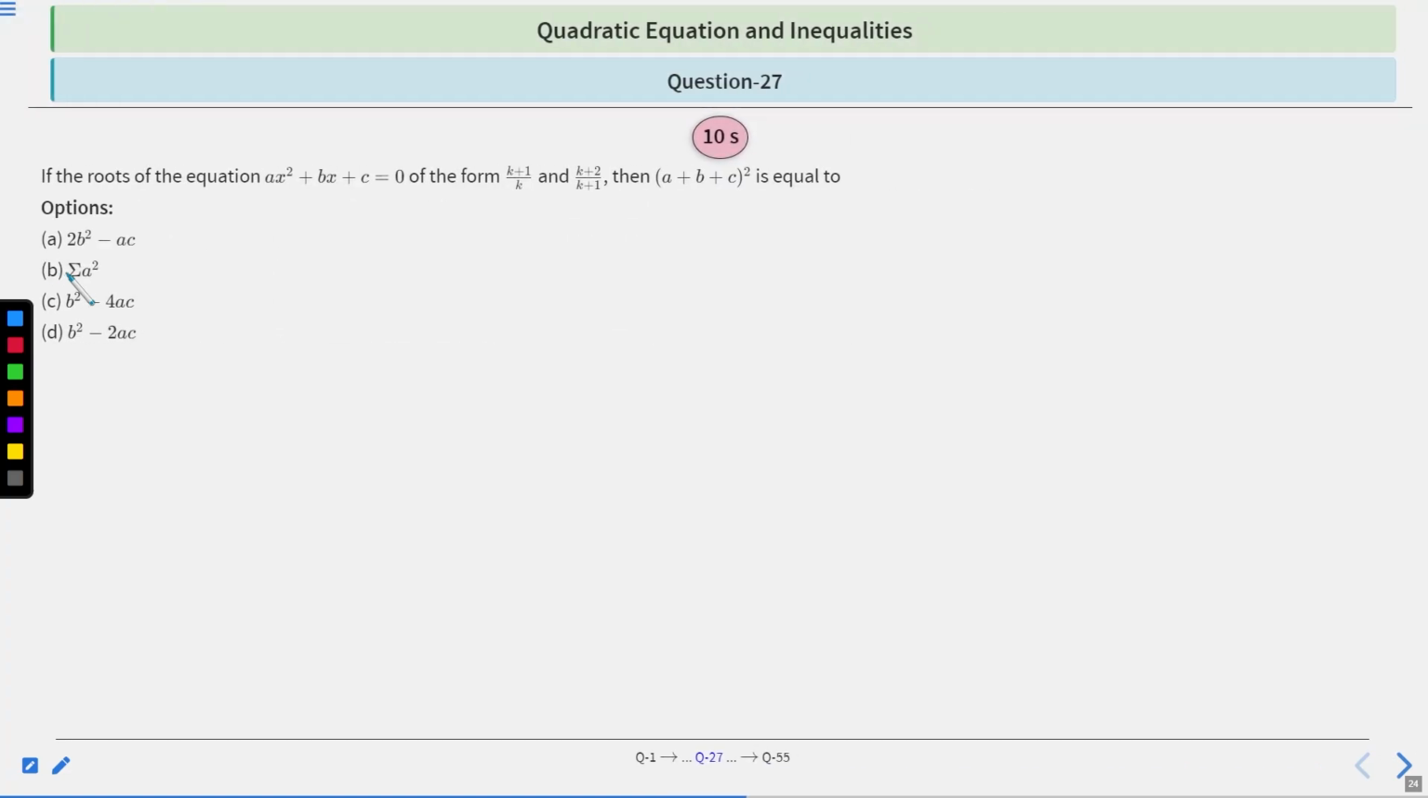Let's move to question number 27. If the roots of the equation ax² + bx + c = 0 are of the form (k + 1)/k and (k + 2)/(k + 1), then (a + b + c)² is equal to, right? So let's move to the solution after 10 seconds.